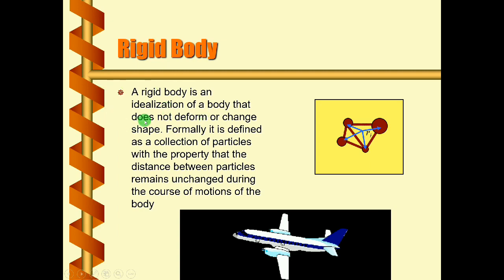We can define a rigid body as a collection of particles with the property that the distance between particles remains unchanged during the course of motion of the body. That is, we consider different particles of the body, and the distance between these particles will remain constant under the action of external force. So any solid body, mostly in practical situations, we can consider as a rigid body.